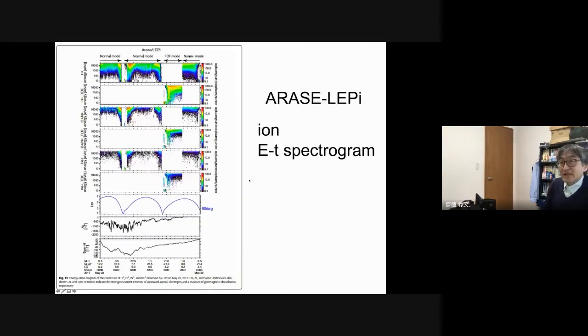Using this instrument, this type of energy-time spectrogram was obtained, in which the mass species are separated. This is the hydrogen, this is the oxygen, this is helium, and so on. So we can obtain mass discriminated energy-time spectrograms using this instrument.